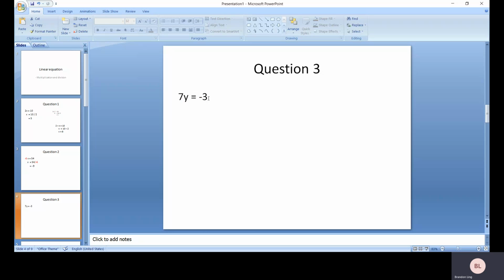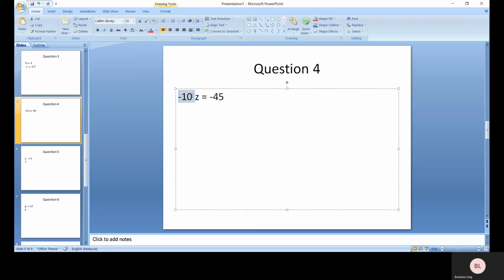Okay, next question, 7y equals -3. The same thing, -3 divided by 7, or -3/7. Next is -10x equals -45. So for x you will get -45 divided by -10. So your answer will be 4.5.